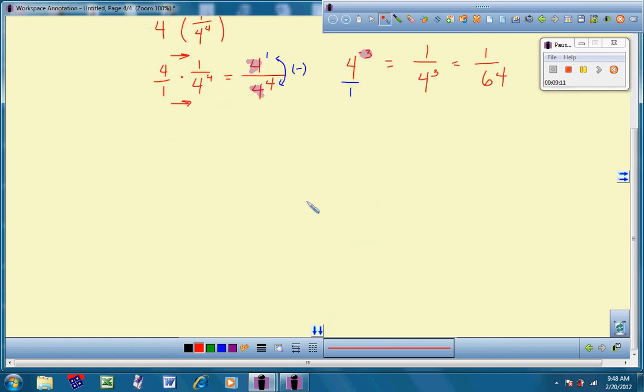Alright, so now let's go back to 4 over 4 to the 4th, and let's simplify in another way. What we can do is evaluate 4 to the 4th, and when we do that, we find out that that's 256. So we get 4 over 256. You need to simplify the fraction. 4 goes into 4 one time. 4 goes into 256 64 times. So in the end, you see, we get the same result.